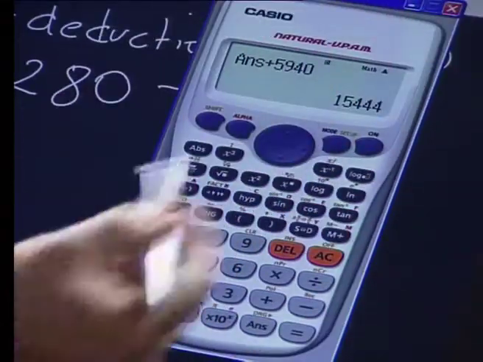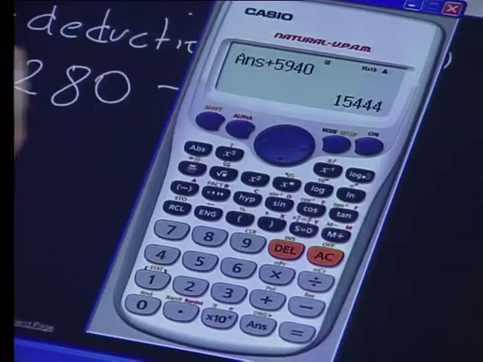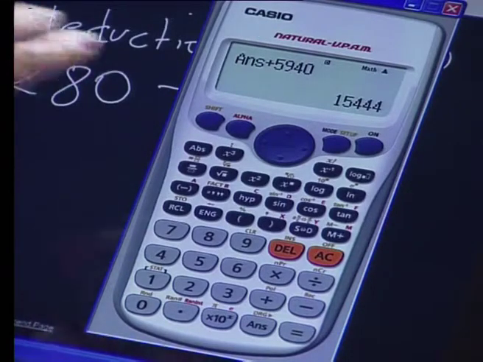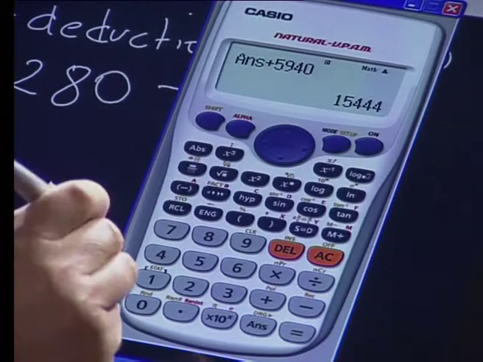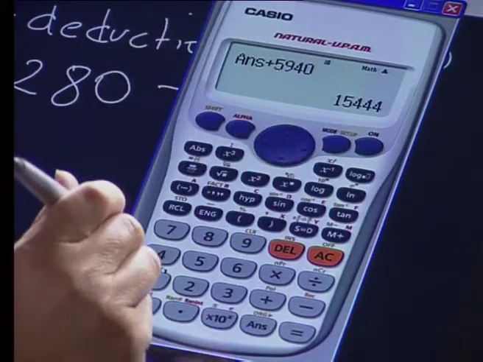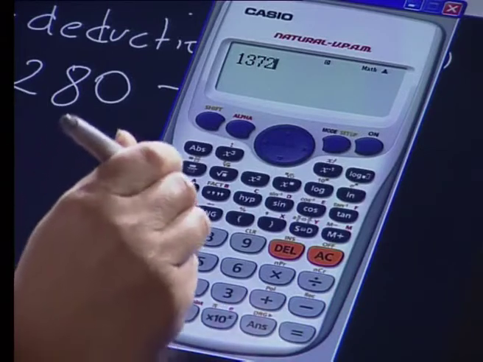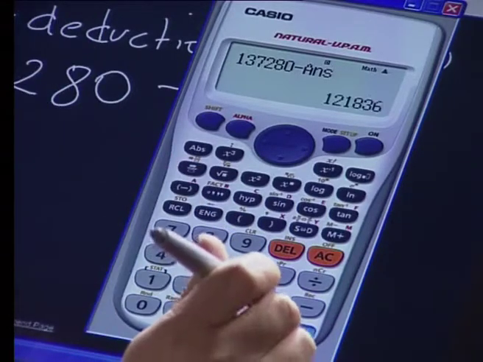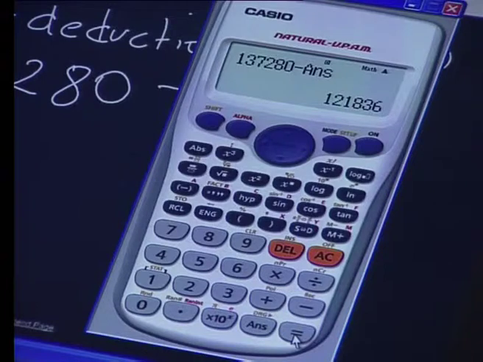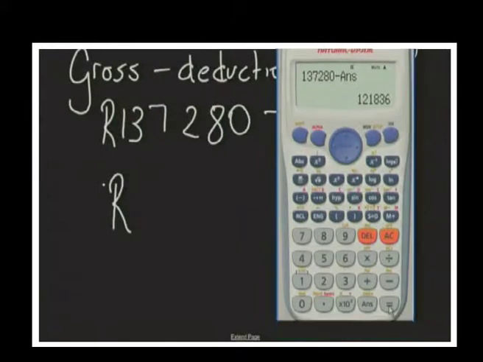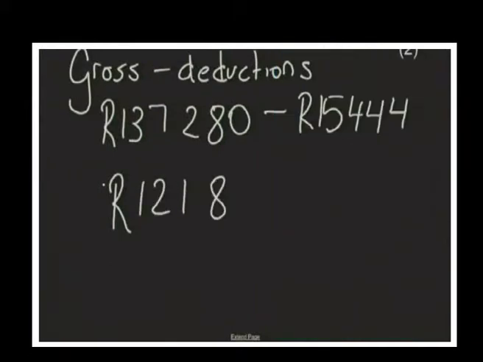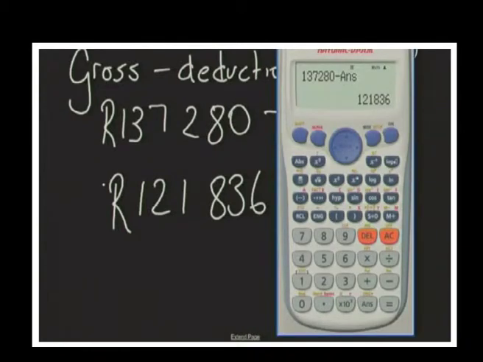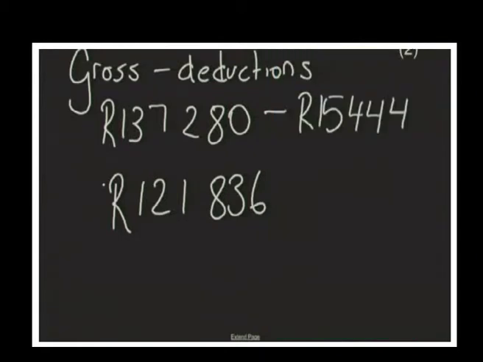Now I've got the deductions on my calculator already. I've just calculated those. So how do I do the calculations without clearing, because that number's already there, is I type in, don't clear anything, her gross salary, which was 137,280, and I'm going to minus the answer that I had on my calculator before, and I get an answer of 121,836. So let's write that in there. Again, just need to double check that I actually got those numbers correct. 121,836. That is her taxable salary.